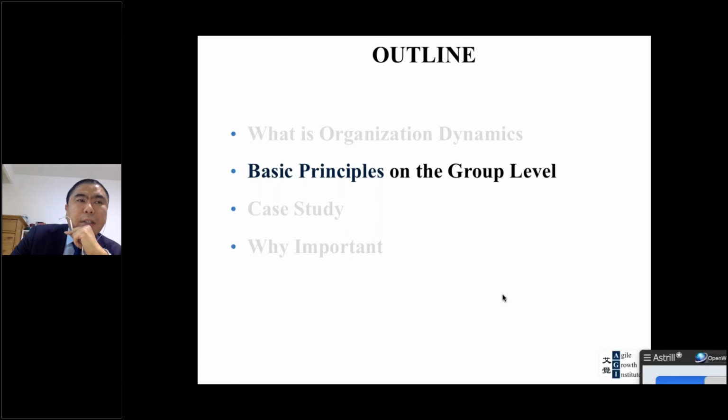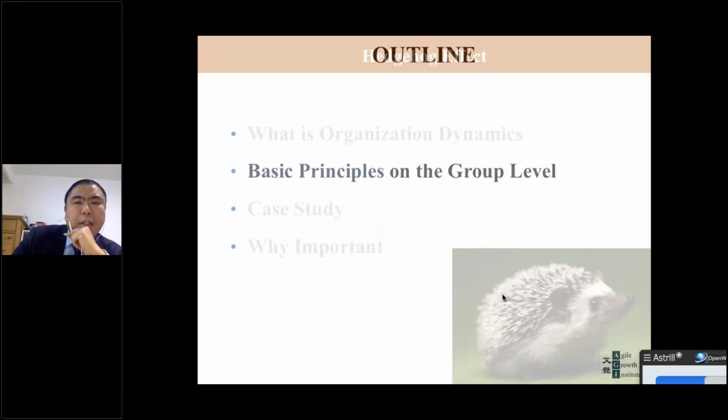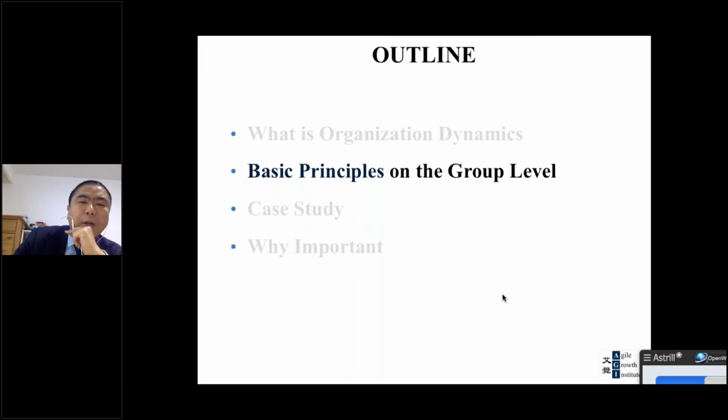Since organization dynamics is a big body of knowledge, today, due to the limited time, I can only introduce some basic principles on the group level.